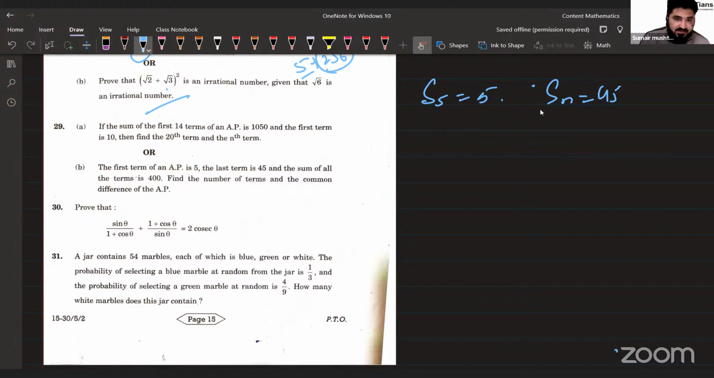Last term is 45. Okay. The sum of all the terms is equal to 400. Find the number of the terms. That means you have to find it. I think this is easy, isn't it? Can you do it? What answer did you get, Devik?